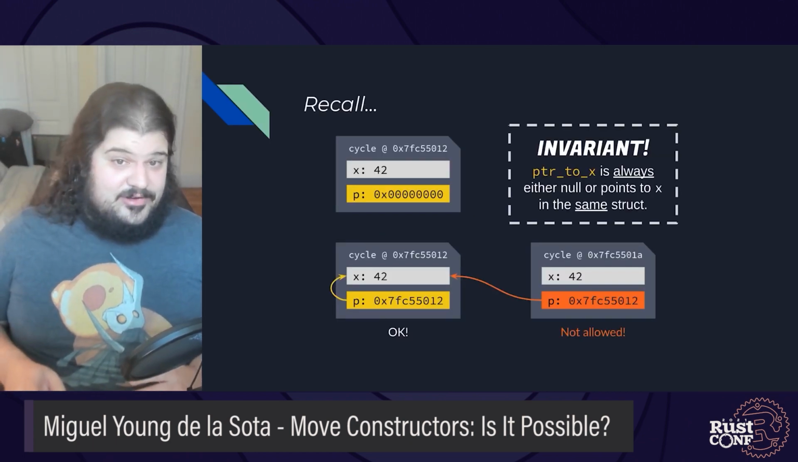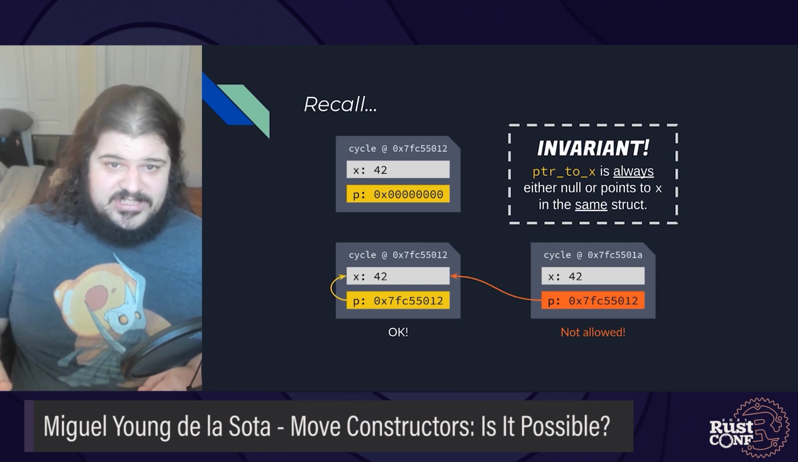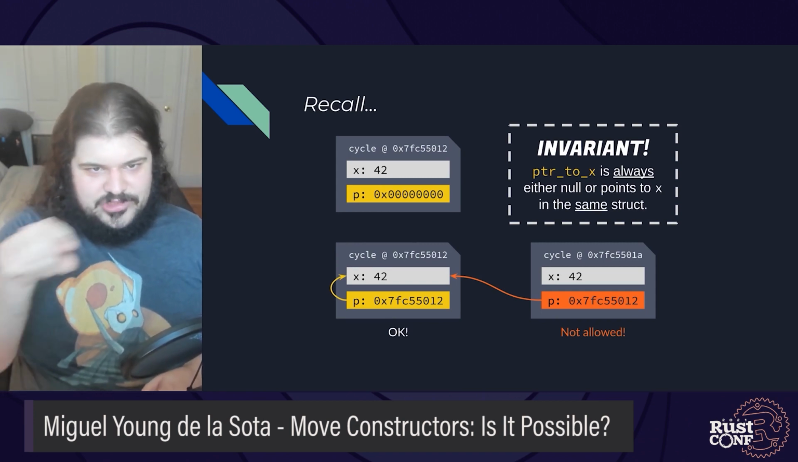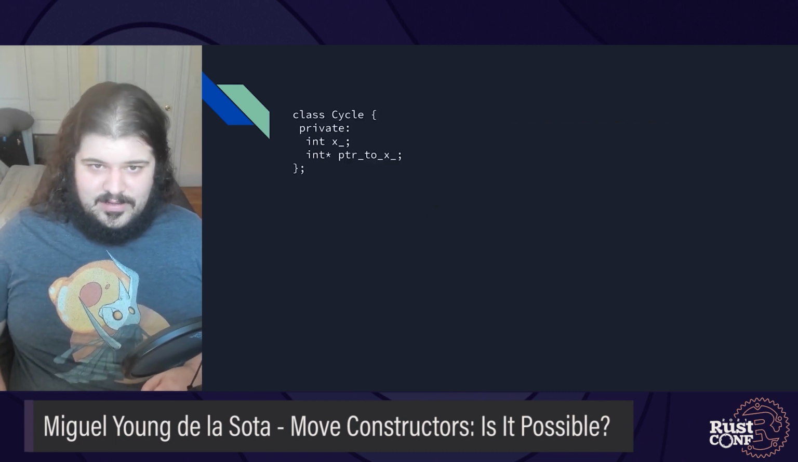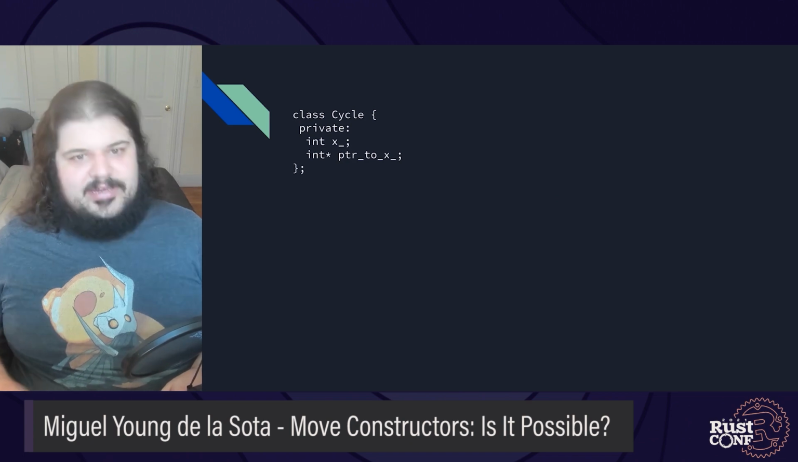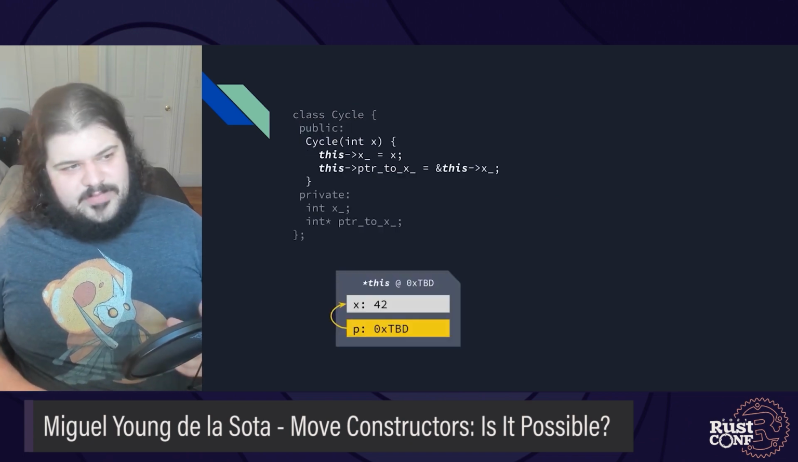Let's recall our cycle invariant first. Remember that when we have a cycle, we want it to be null or a self-reference. We cannot have this version where it points to something else. Let's implement Cycle in C++. First, let's define fields like we did in Rust. Next, we're going to need to be able to construct it.